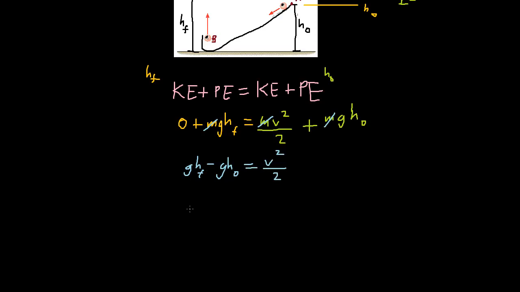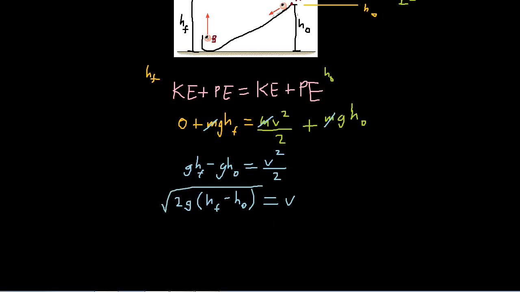With further simplification, we get 2 times g H final minus g H naught. Actually, g can be factored out too, so we can write this as 2g times (H final minus H naught) is equal to v squared. Now, if we just take the square root of it, it equals v.